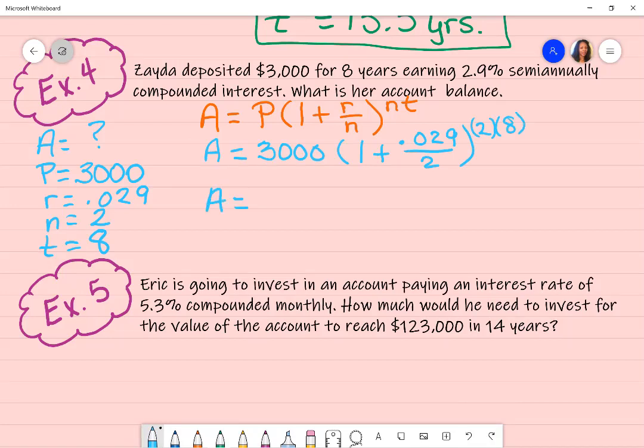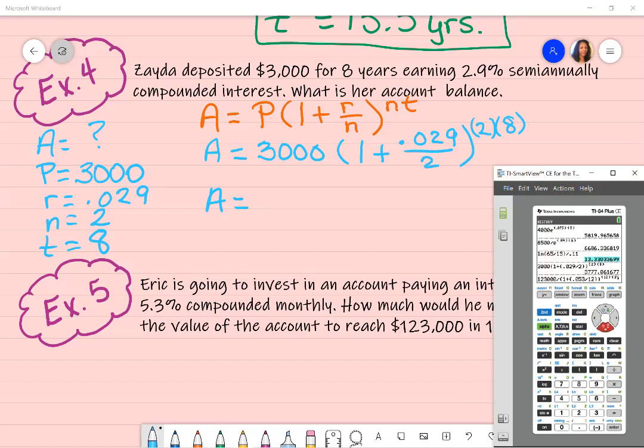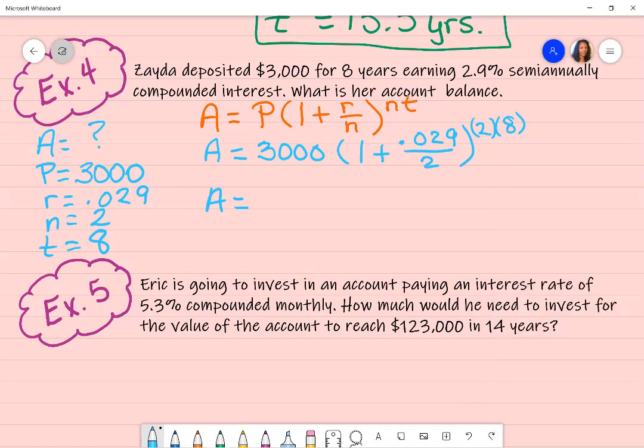A equals... And again, for the sake of time, I already put it in the calculator, and this is what I put in. I personally like to use a parenthesis within a parenthesis. If you do use parentheses, don't forget to put that second one. It'll throw your answer off otherwise. And so the amount, again, we're talking money, is $3,777.06. That's a decimal.